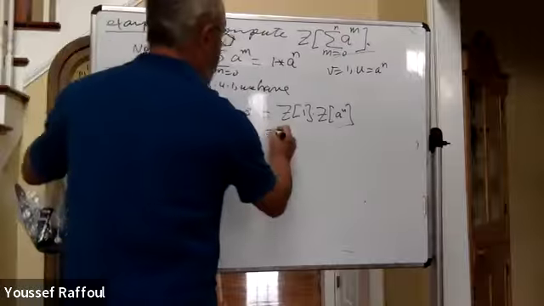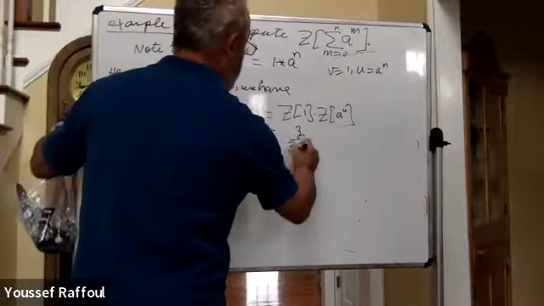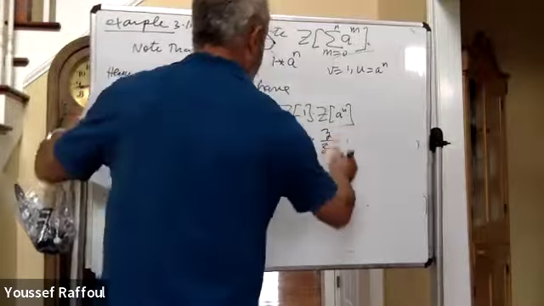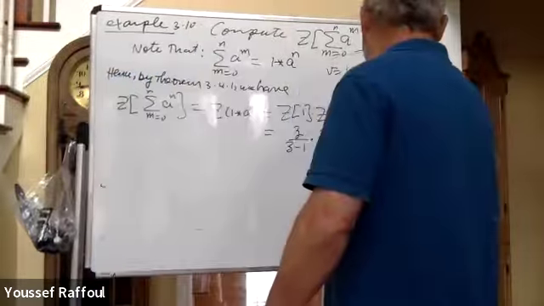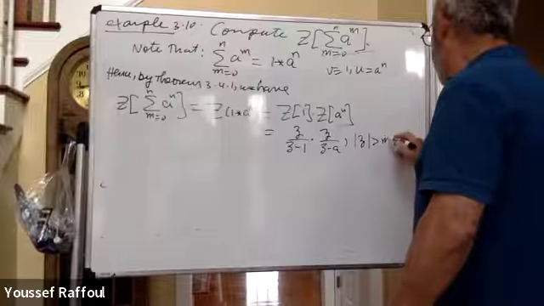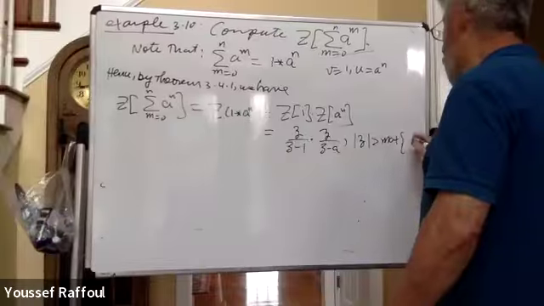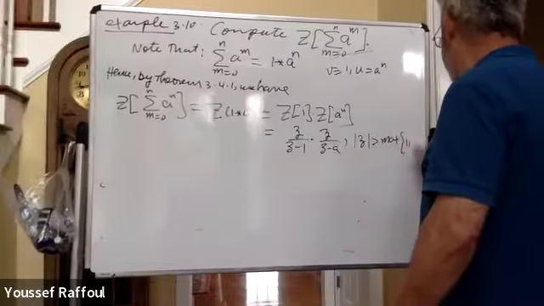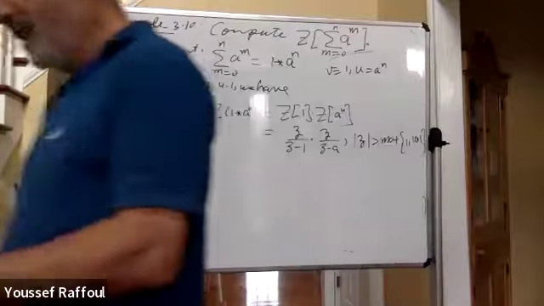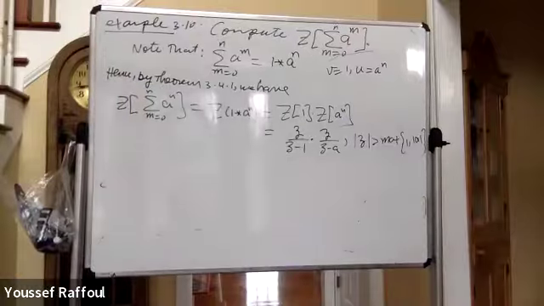What is z of 1? This is z over z minus 1 times z over z minus a, and z is bigger than the max of 1 and a. Okay? There we go. So we did it.